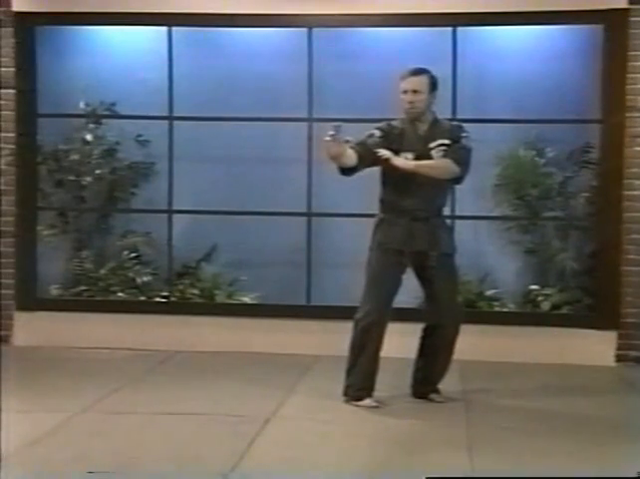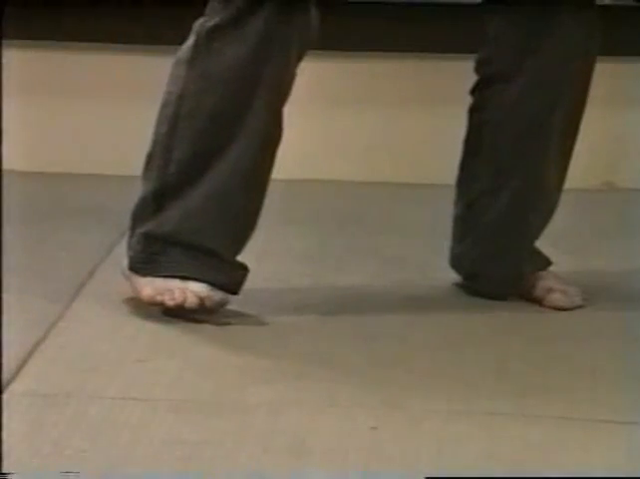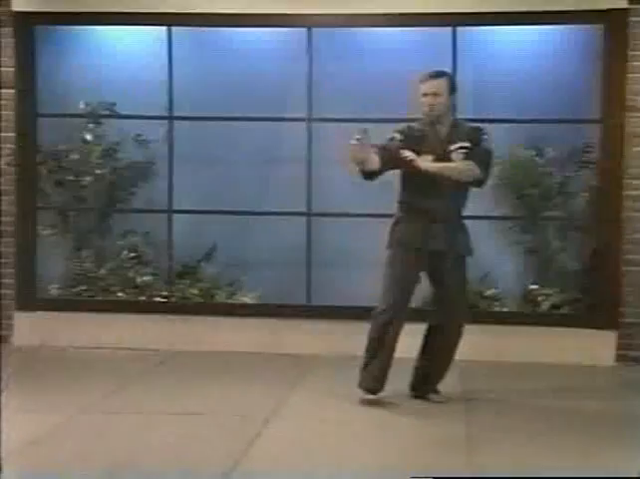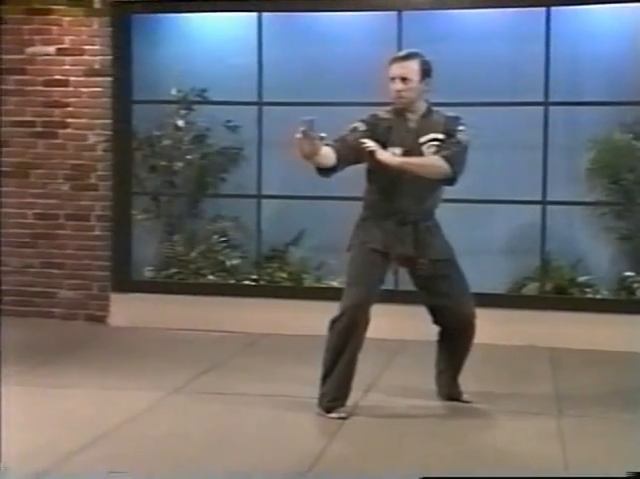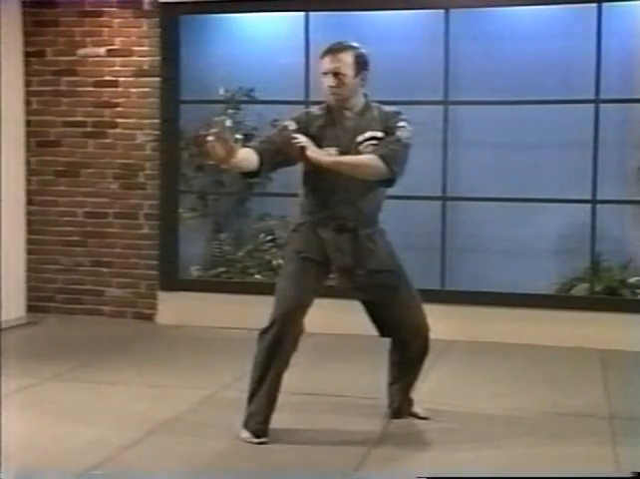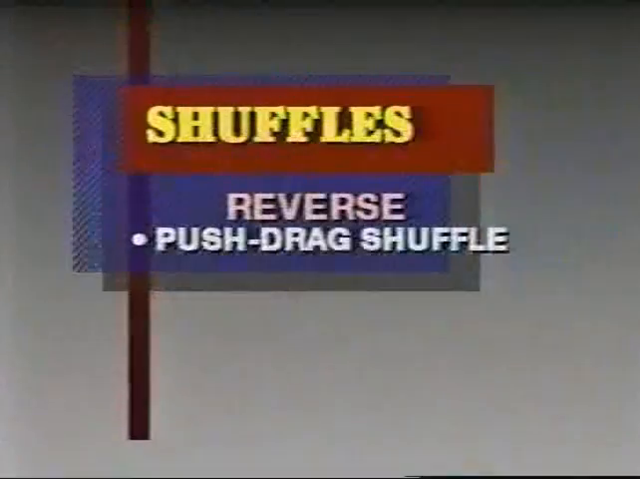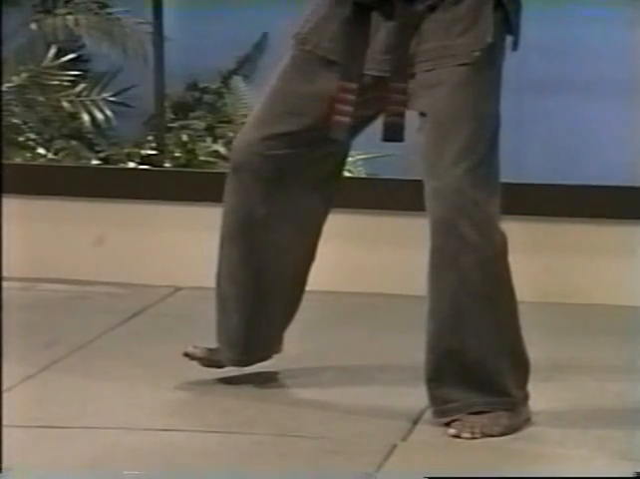The following best demonstrates how to execute a push drag shuffle. The push drag shuffle requires 1, that you lift your forward leg slightly off the ground, and 2, push forward with the rear or supporting leg while simultaneously dragging it after you so that the original distance before commencing the push drag shuffle reoccurs again. The push drag in reverse requires 1, that you raise the rear leg, and 2, push back with the forward leg while simultaneously dragging it after you so that the original distance before commencing the maneuver reoccurs again.